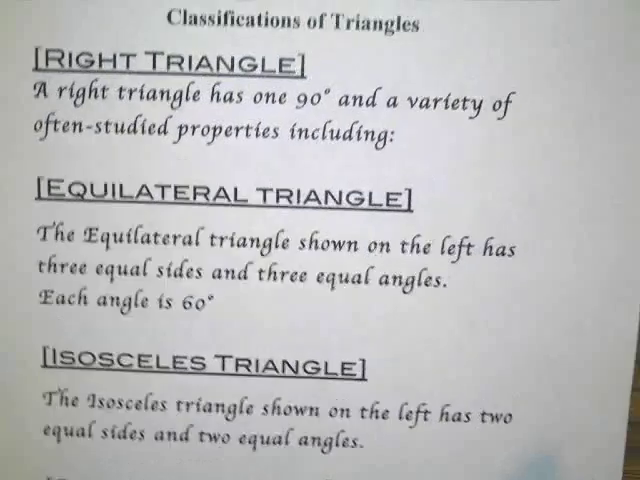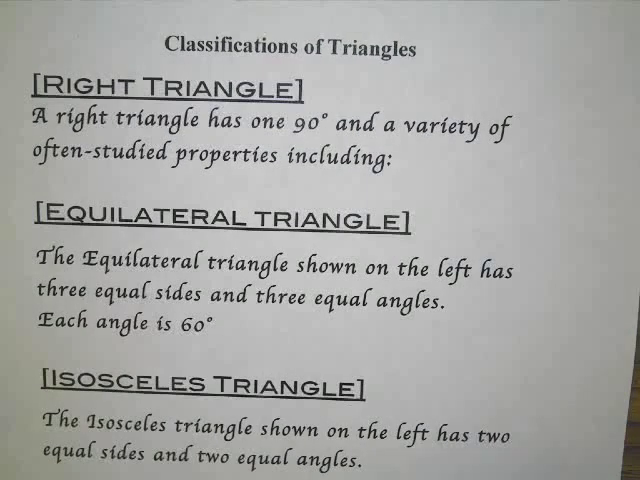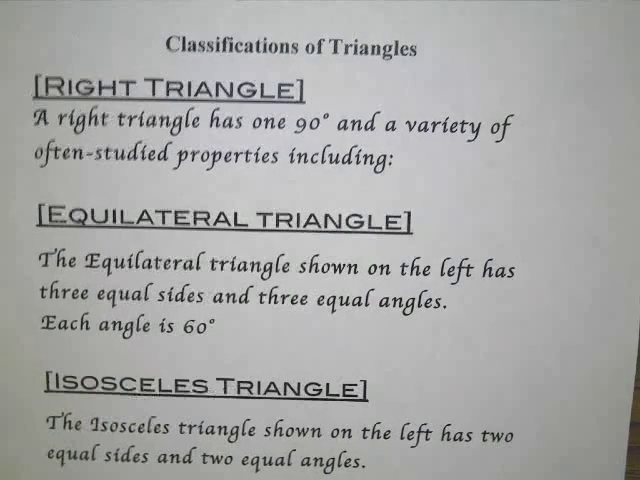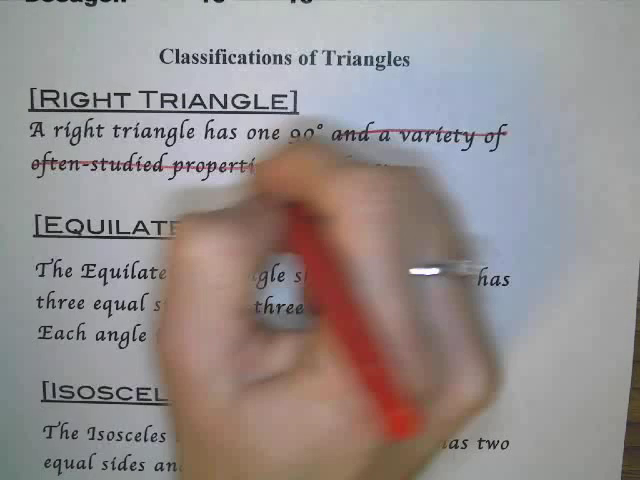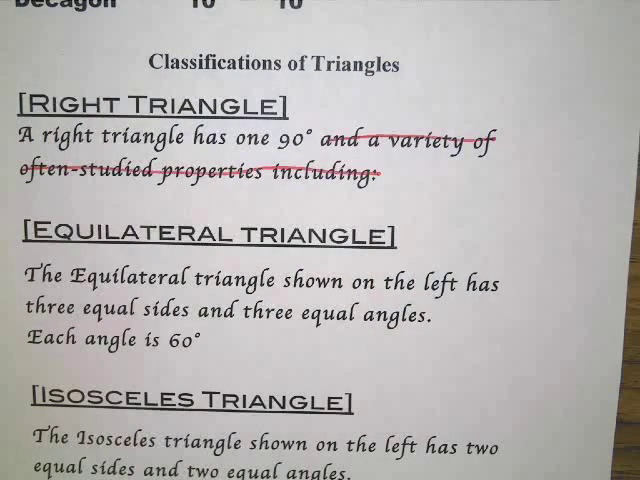Alright, so now we're going to look at our triangles. Classification of triangles. The really cool thing about classifications of triangles is they're based upon the angles in the triangle. Like, a right triangle, number 1, is a triangle that has one 90-degree angle. Some of my notes are a little extra. So it's a triangle that has one 90-degree angle.